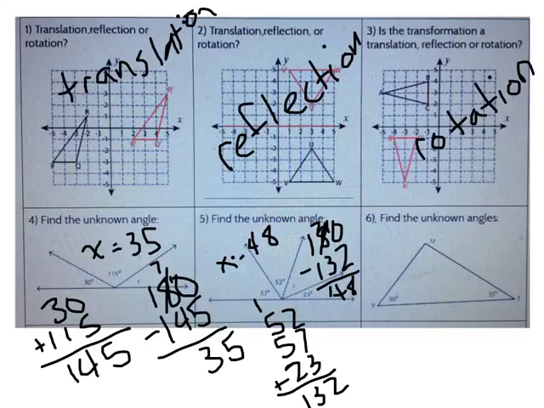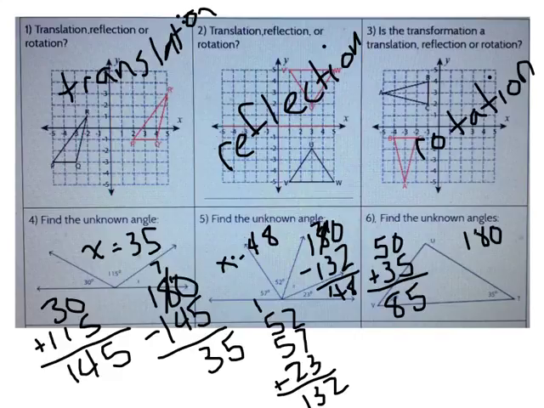Now let's find the missing angle in a triangle. What is angle U? Well, the angles in a triangle add up to 180 degrees. So I can add 50 plus 35. What's that? It's 85. Then I can subtract from 180 to find the missing angle. What's 180 minus 85? It's 95. Angle U is 95 degrees.